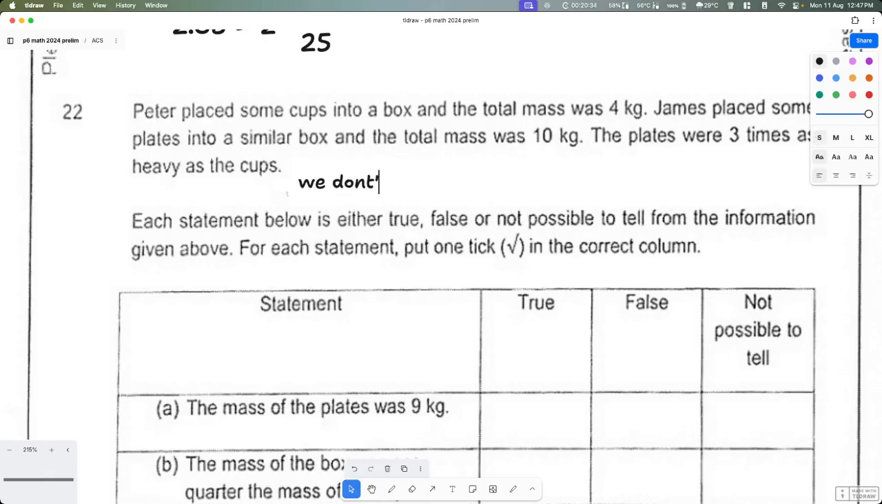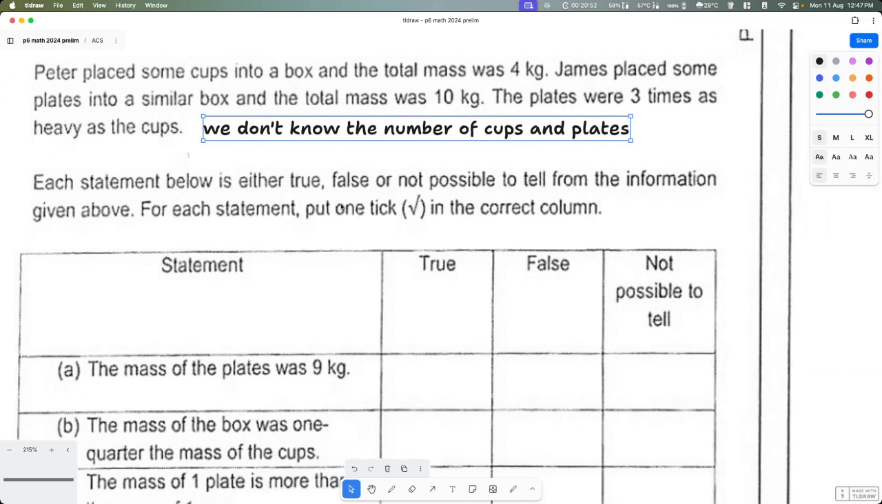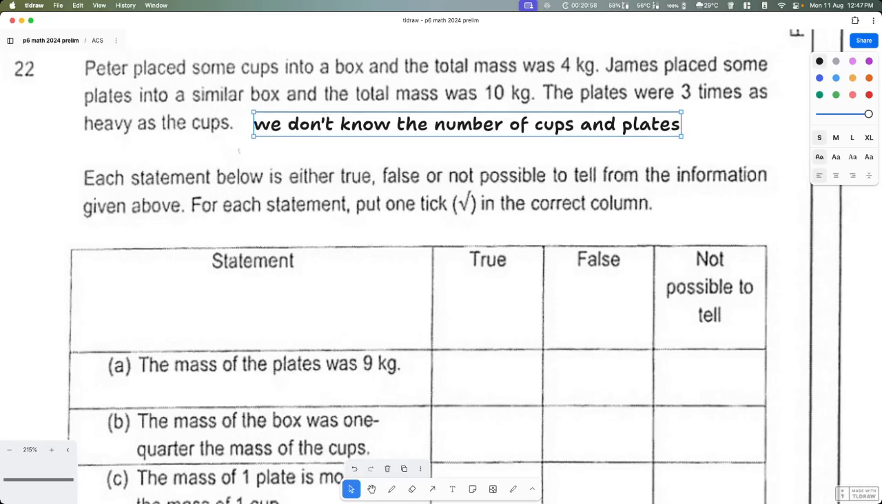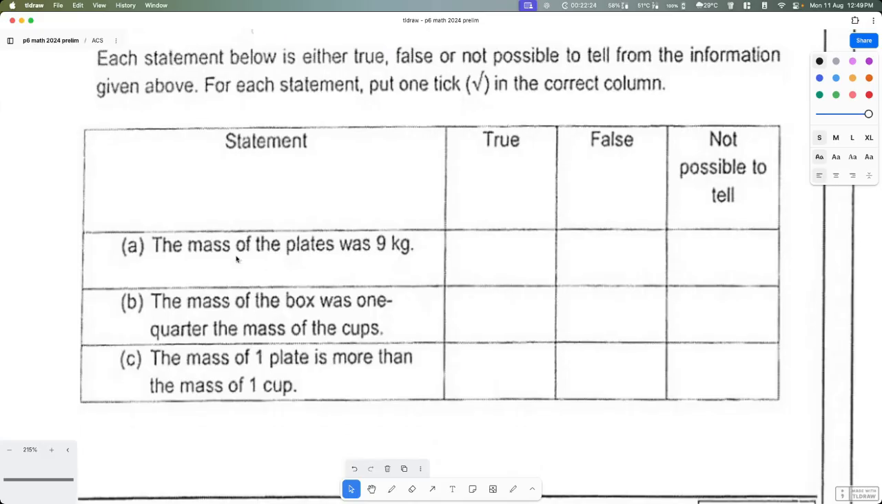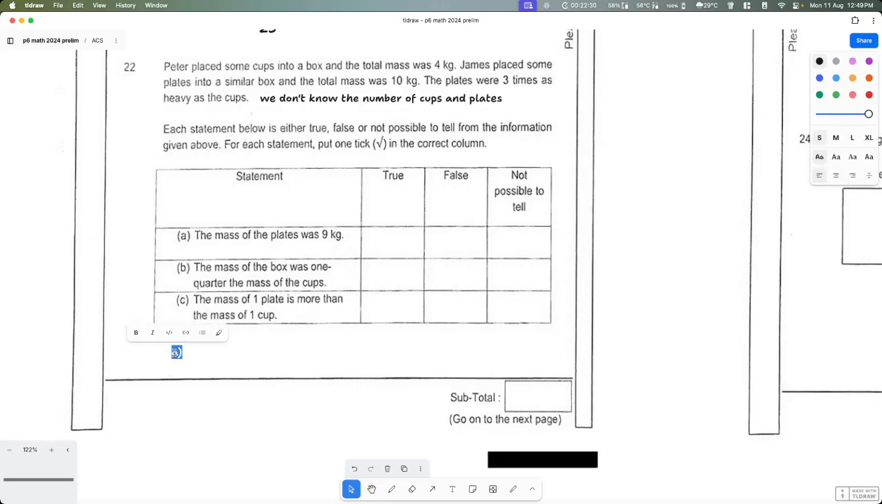We don't know the number of cups and plates, but we only know one box. So we don't know the number of cups as well. The mass of plates was 9 kg. So for A, the mass of plates was 9 kg. What we can do for A is draw the models. So this is the box.